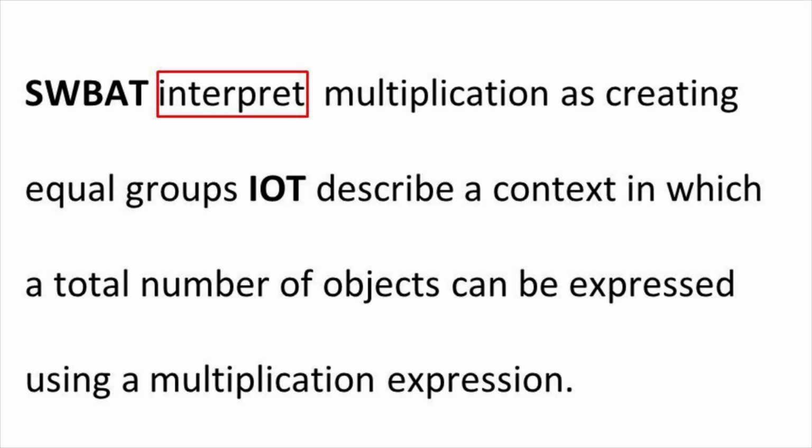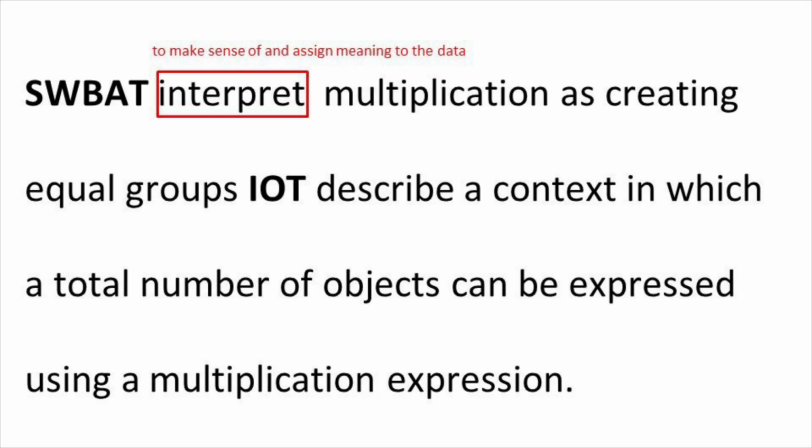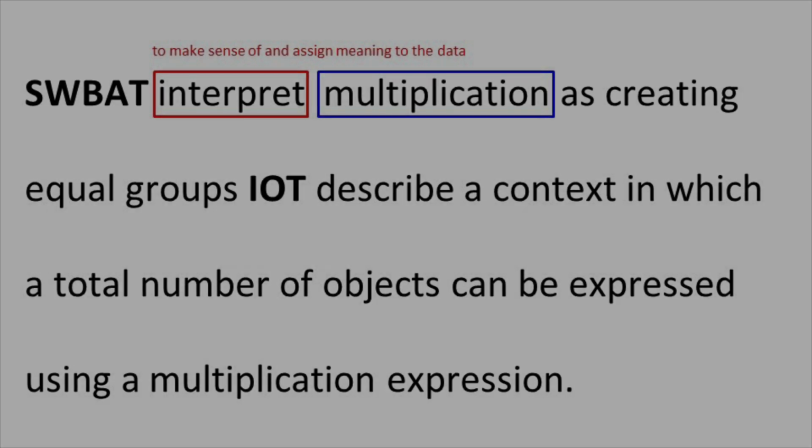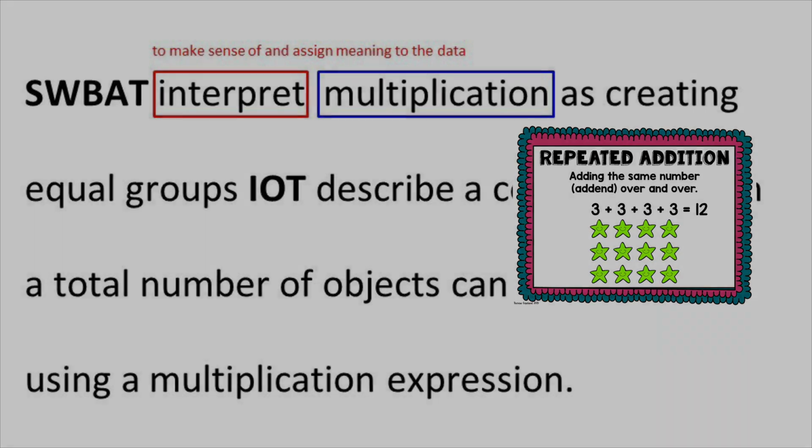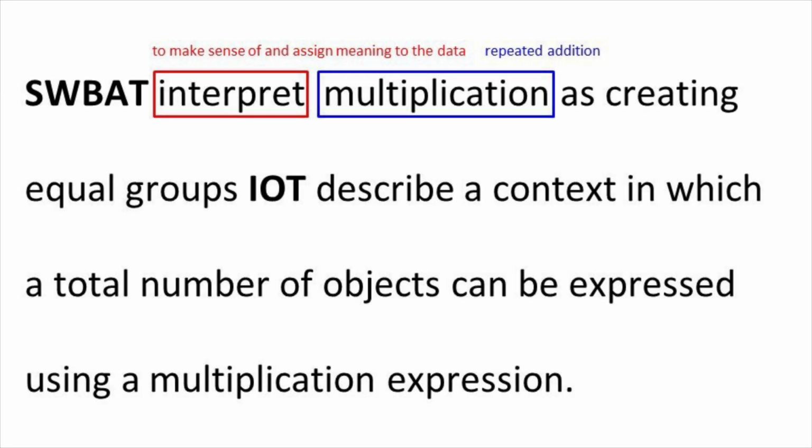Our first word is interpret. Interpret means to make sense of and assign meaning to data. Our next word is multiplication. Multiplication is simply repeated addition.